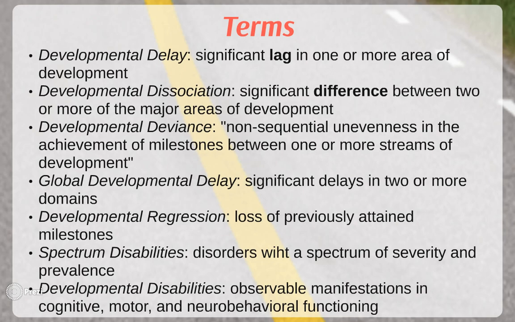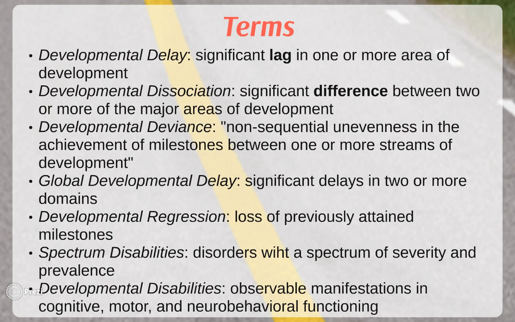Developmental deviance means that there is a non-sequential unevenness in the achievement of milestones between one or more streams of development. Deviance is atypical for any age, and it's often described qualitatively rather than quantitatively.